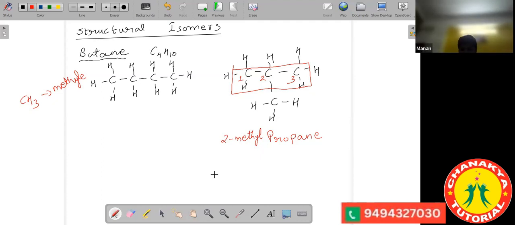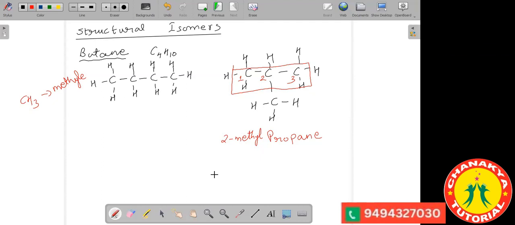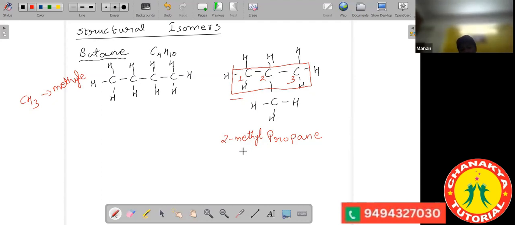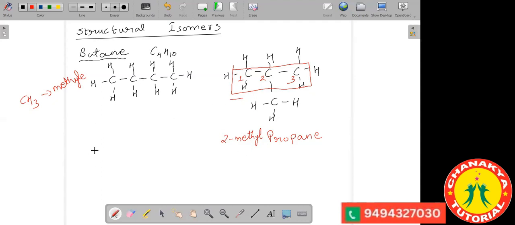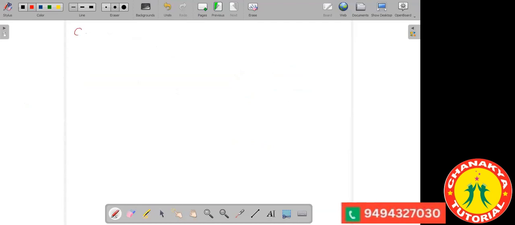Is it necessary to write 2 in front of the name? Yes, it is necessary, and it represents at which carbon it is substituting. Okay, now try it. I think everyone has understood how to write down the structural formulas. So now start writing for C5H12, and just see how many structural formulas you can make.